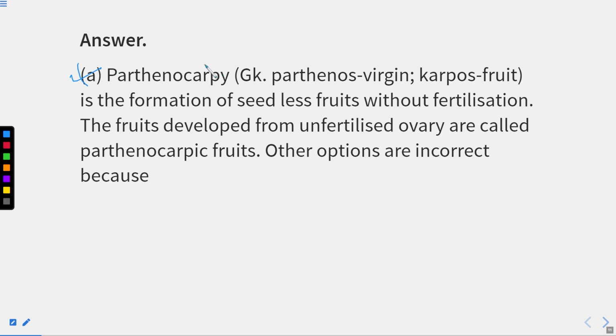So we already know what parthenocarpy is. It is also derived from a Greek word. Parthenos means virgin and karpos means fruit. So parthenocarpy is the formation of seedless fruit without fertilization. The fruits developed from the unfertilized ovary are called parthenocarpic fruits. Okay, and the other options are incorrect. So the answer is parthenocarpy.